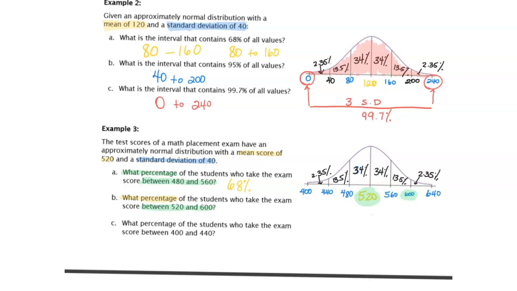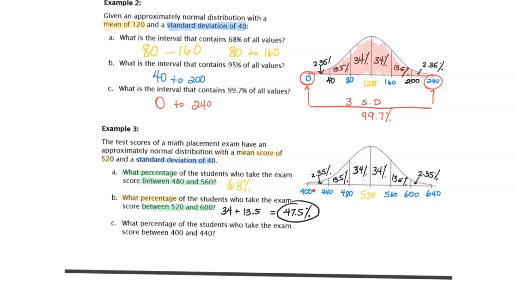So in order to answer our question, let's highlight these two intervals. So between 520 all the way to our 600. Notice the two intervals that are highlighted, the 34% and our 13.5%. In order to figure out our answer, we simply add the two. So 34 plus 13.5 is equal to 47.5%. And that's our answer.